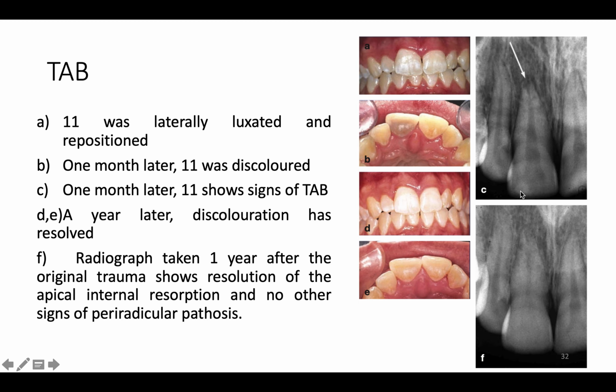A radiograph that was taken a year later shows that the tooth contour is almost normal. The resorptive defect is not visible anymore, and the tooth has gained its color again.